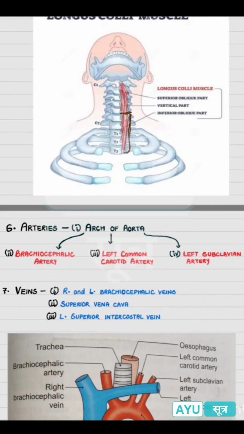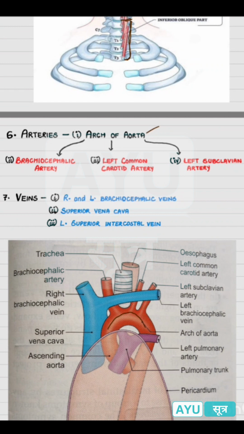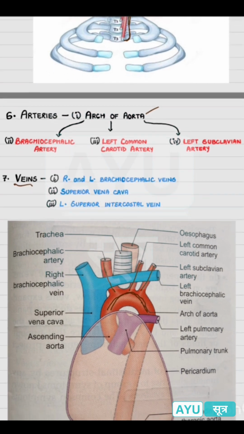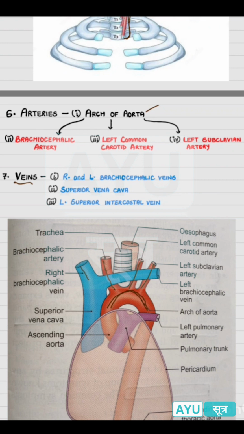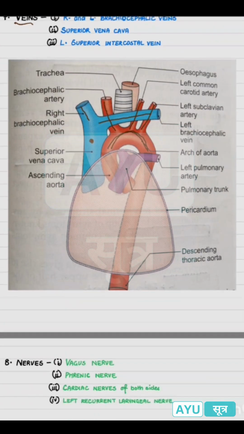Next we have arteries. The arch of aorta. This is the arch of aorta, and the three of its major branches are the brachiocephalic artery, left common carotid artery, and the left subclavian artery. Next we'll see veins. Here we have the right and left brachiocephalic veins, superior vena cava, and left superior intercostal vein. It is not shown in the figure, no problem.